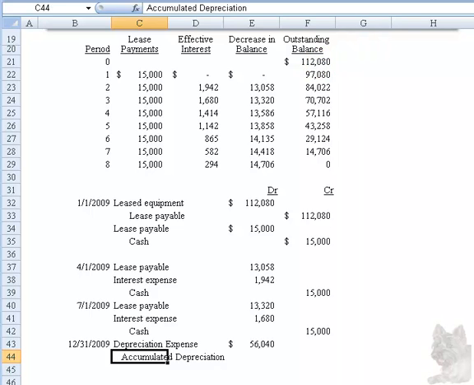And I'm going to indent that. And that will be equal to 56,000. And that takes care of this problem.